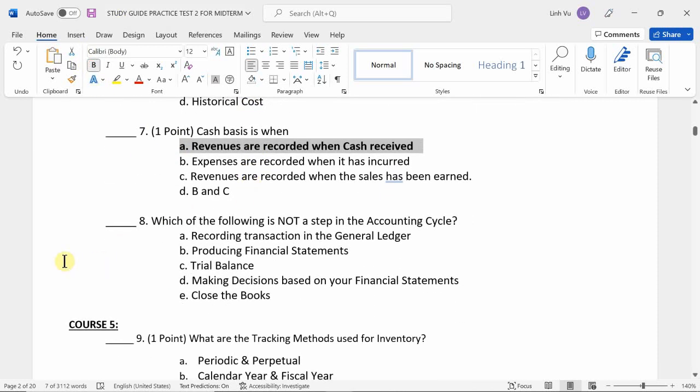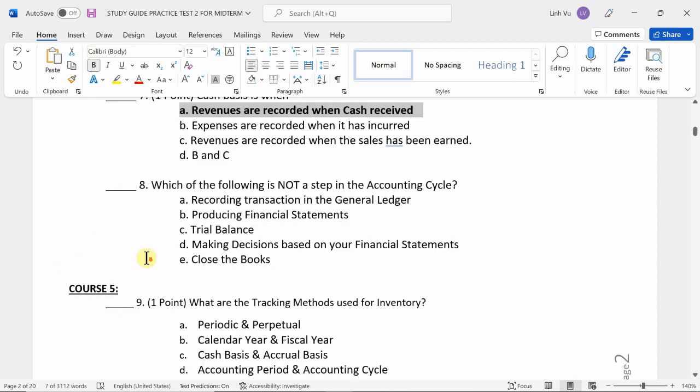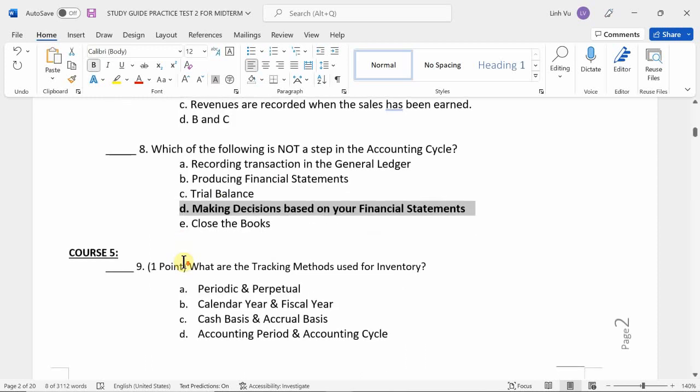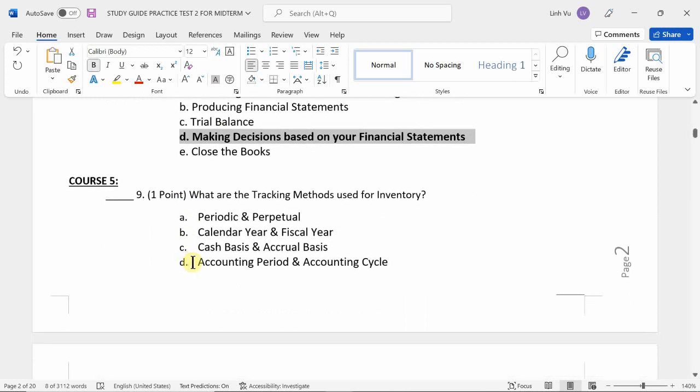Okay. Number 8, which of the following is not a step in the accounting cycle? Making decisions based on the financial statements. Excellent. Make sure you do know those 10 steps of the accounting cycle. It's very important that you do know. Number 9. So moving into chapter 5 territory here, what are the tracking methods used for inventory? Periodic and perpetual. Excellent. A, periodic and perpetual.